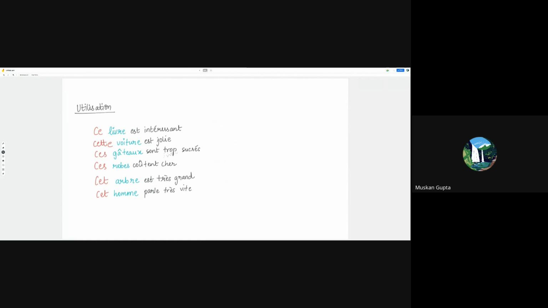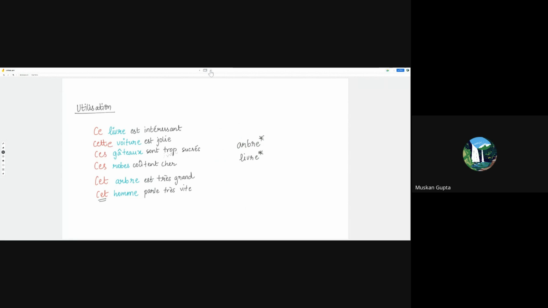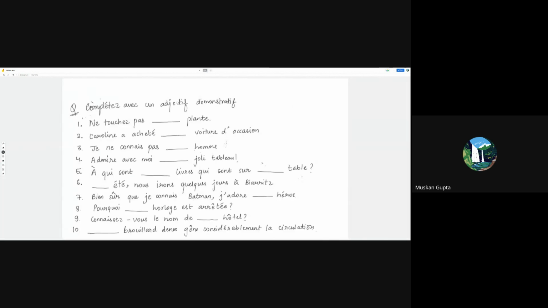Now you can see cette. Arbre is an exception. Like lever is an exception. It ends with an E, but it's masculine. So we have used cet arbre because it's starting with a vowel A. Similarly, silent H in the case of cet homme. You can see that we don't pronounce the H. So we say cet homme, not home. In that also we use cet. I think that's simple, clear. Adjective demonstrative. Now we'll do a very small exercise based on this.